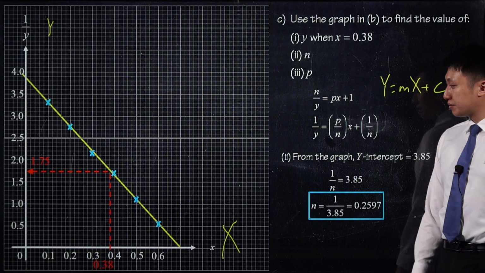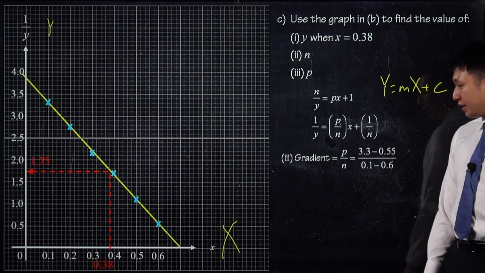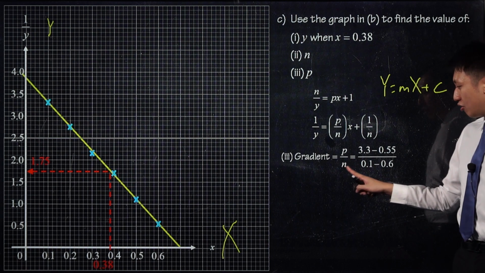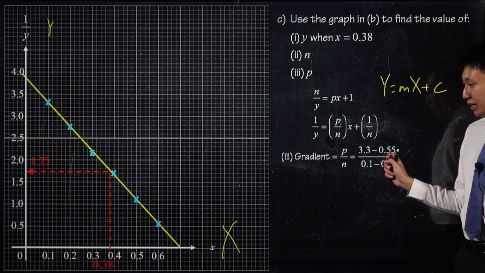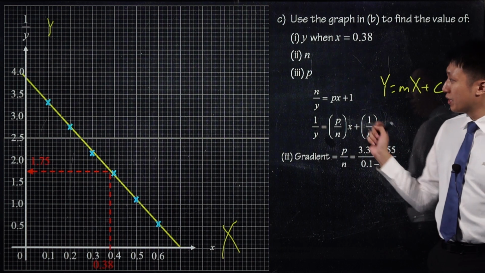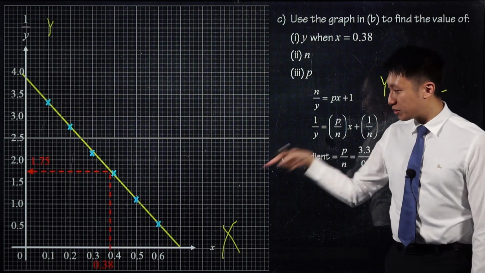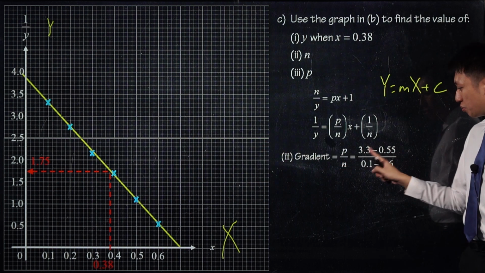Okay, good. Next, we want to find p. So p over n will be this thing over here. So what is this thing again? This thing again is observed from the table. Okay, it's observed from the table. We have to use 2 points over here.